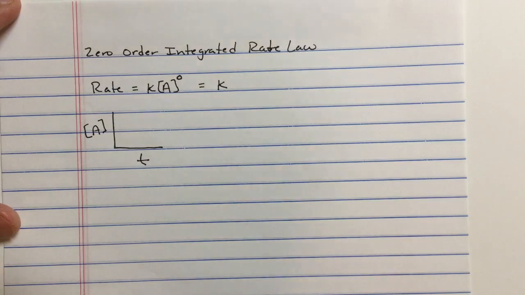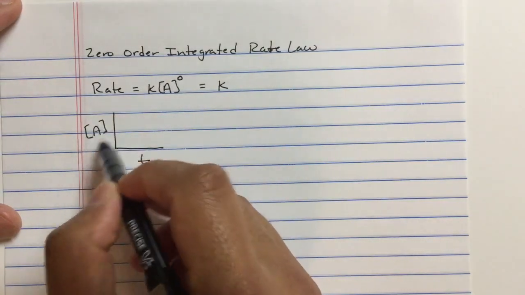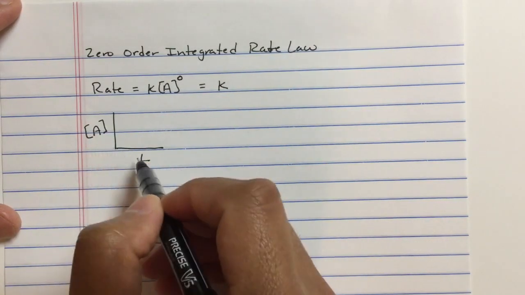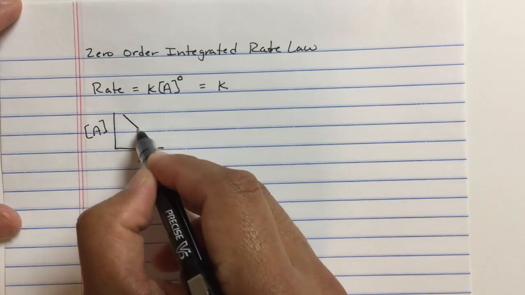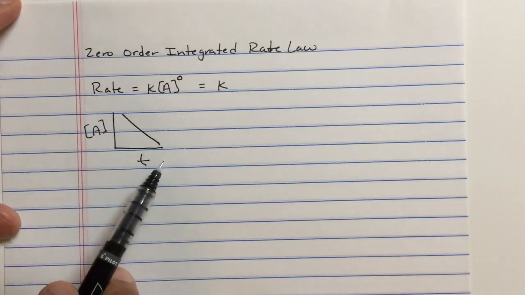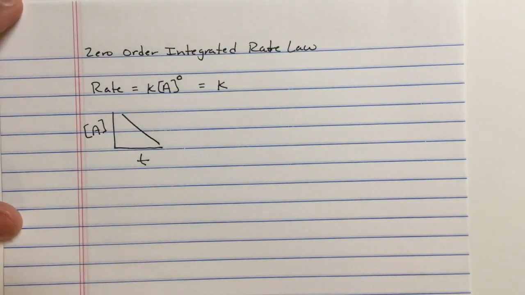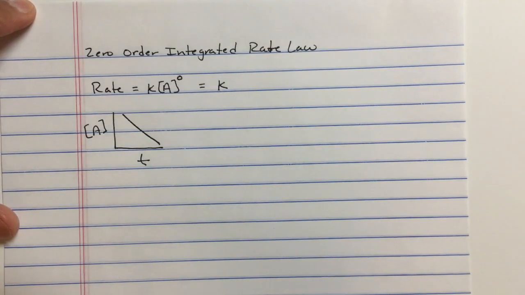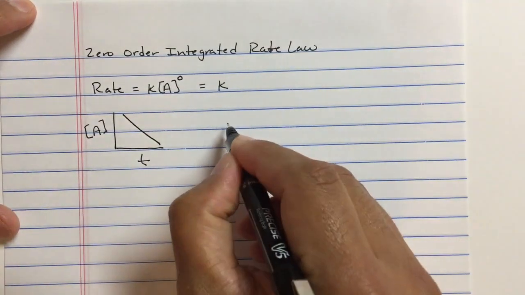That's constant. So if you plot the concentration of reactant versus time, you're going to see a straight line with a negative slope. In other words, the line is going straight down. So the integrated rate law is simply just your linear equation.